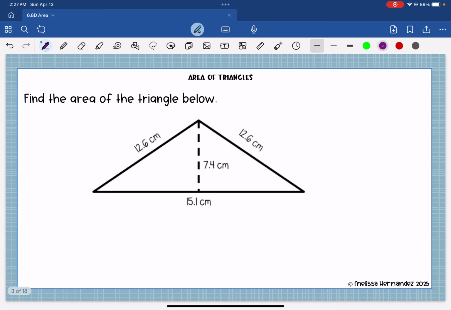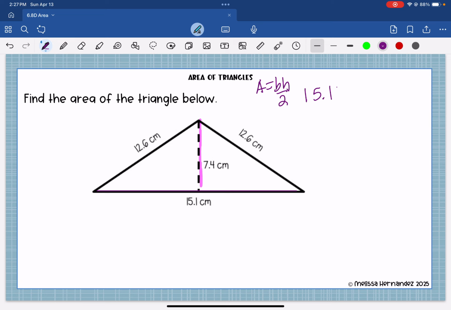I strongly recommend pause the video, try to do this yourself, and then come back. All right, guys, so let's refresh our memory. This is my base, 15.1. And then the height is 7.4. It tries to trick you by giving you the side length of 12.6 on both sides. We don't need that. So we do have some ugly numbers, and most kids don't like multiplying decimals, and that's okay. We're going to first write down my formula, base times height, divide by 2.